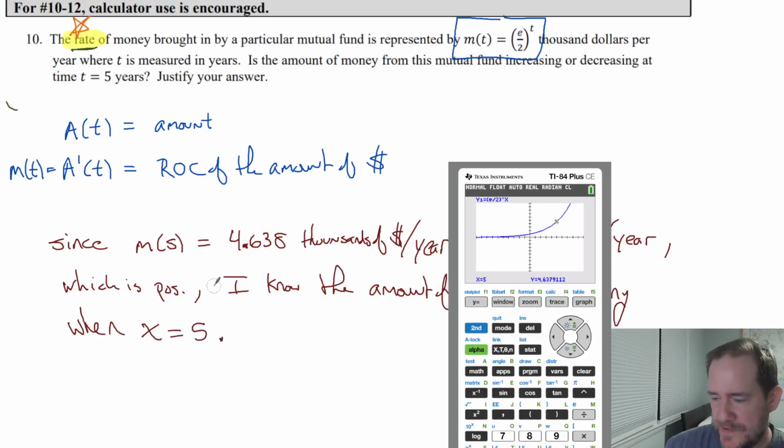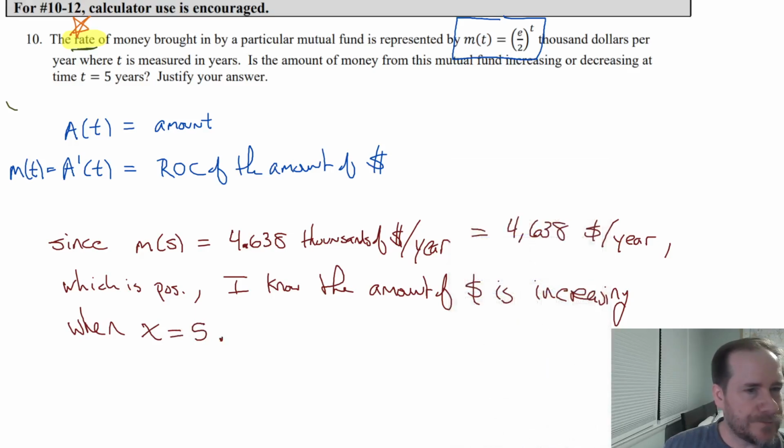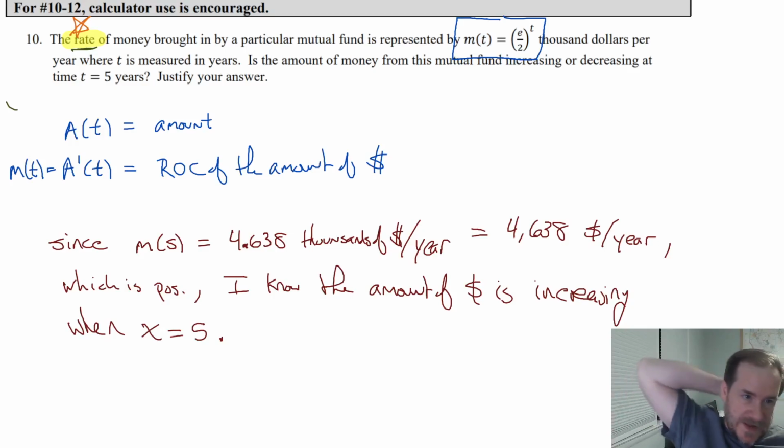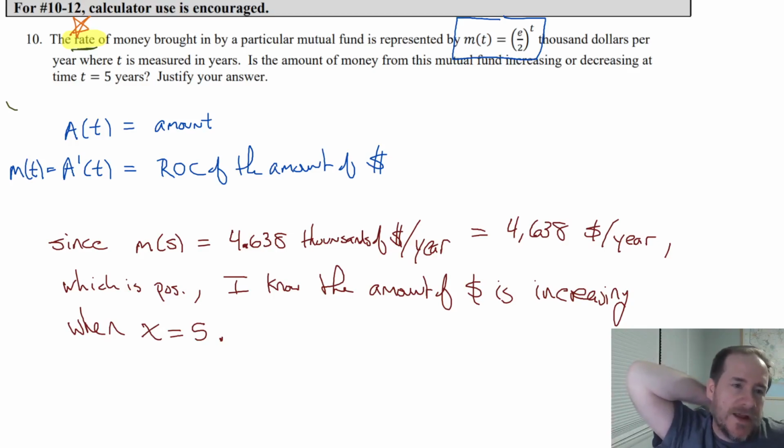And I know that the calculator is in the way, so I'll move it, and then you can read my answer. But yeah, we're saying since m of 5 equals $4,638 per year, which is positive, I know that the amount of money is increasing when x is 5. So you're pointing out that we're definitely increasing at that time, and we're increasing at that time because the derivative is positive. But that's it. Easy peasy.